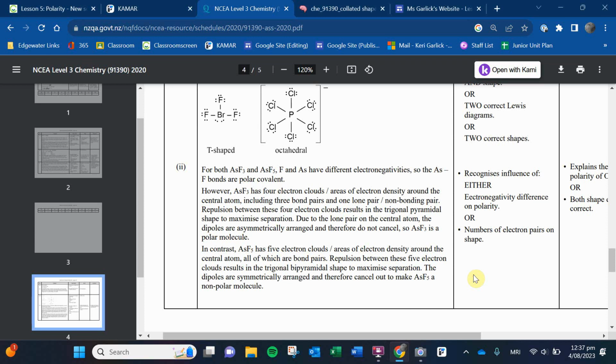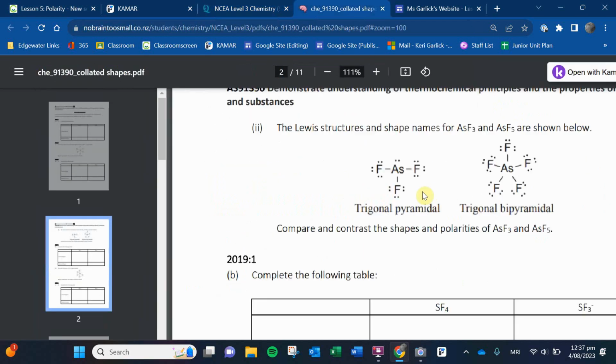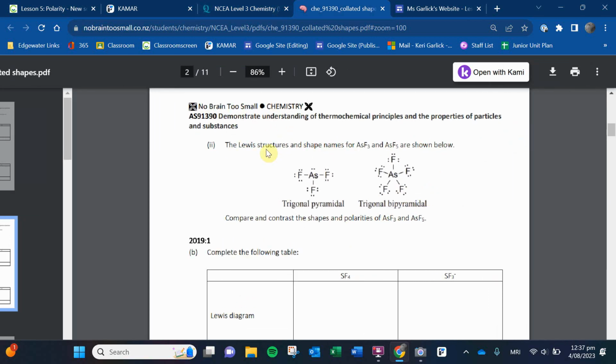All right, I just want to show you guys the marking schedule. So this question that I actually gave you for your due now and that I've used for the notes came from the 2020 exam. And you can see the written answer here. So actually, let me show you what the question looks like on the exam. So this is the exam question. They gave you the Lewis structures and they gave you the shapes, which is really kind. And then they asked you to compare and contrast the shapes and polarities of these two things.